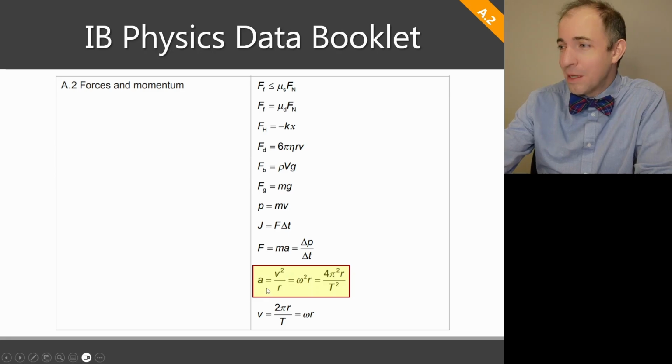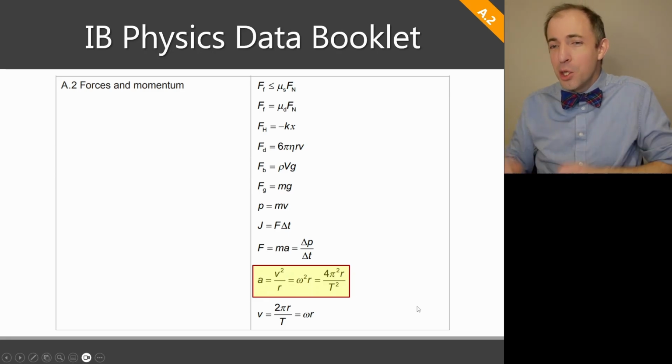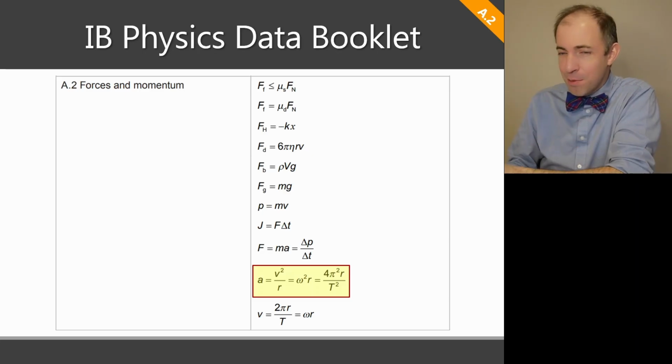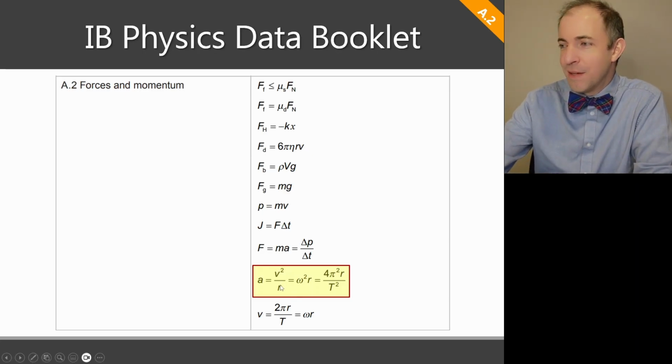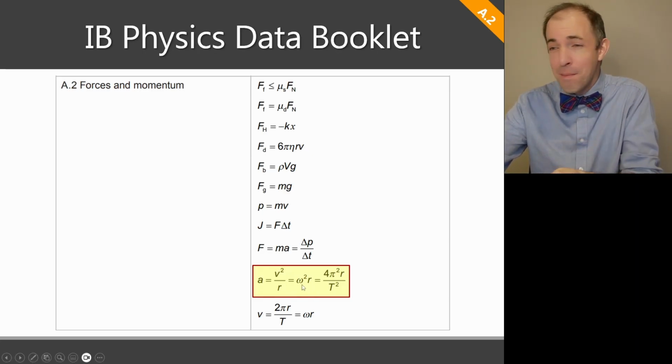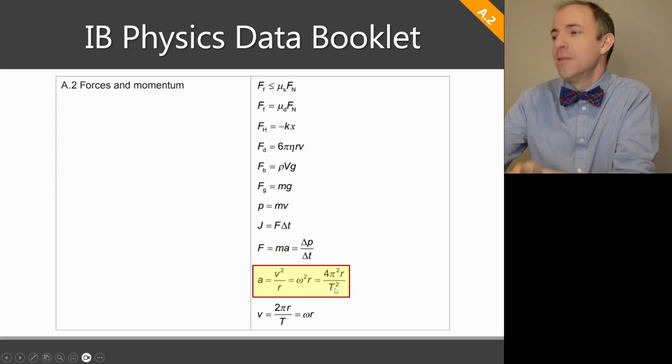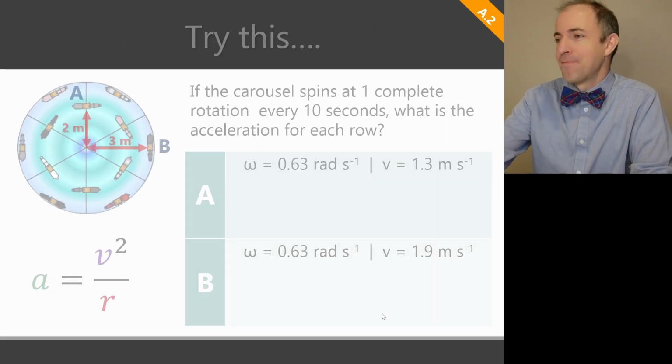We have actually 3 different forms of acceleration. You are going to use the one that matches the things that you know. So if you know meters per second, that's v, and you'll use v squared over r. If you know radians per second, that's omega, you'll use omega squared r. And if you know the timing of one time around, you'll use the last one that uses t.